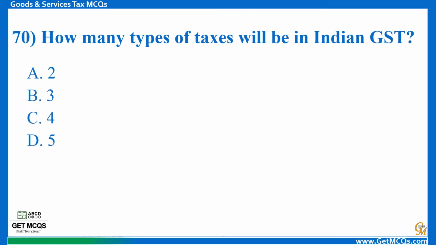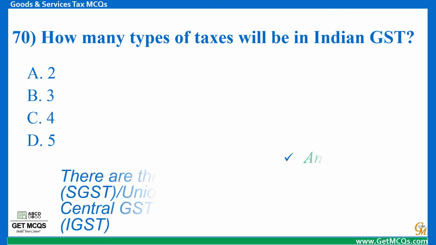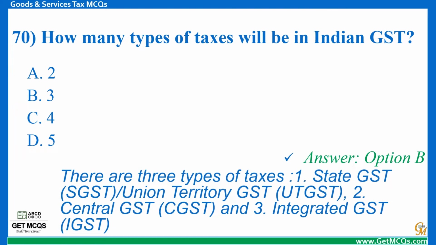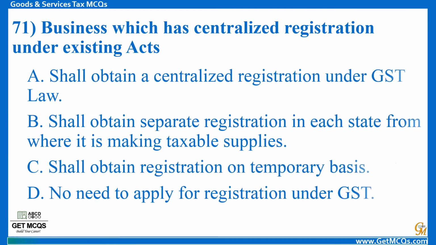70. How many types of taxes will be in Indian GST? Answer: Option B. There are 3 types of taxes: 1. State GST, SGST, or Union Territory GST, UTGST; 2. Central GST, CGST; and 3. Integrated GST, IGST. 71. Business which has centralized registration under existing acts. Answer: Option B.